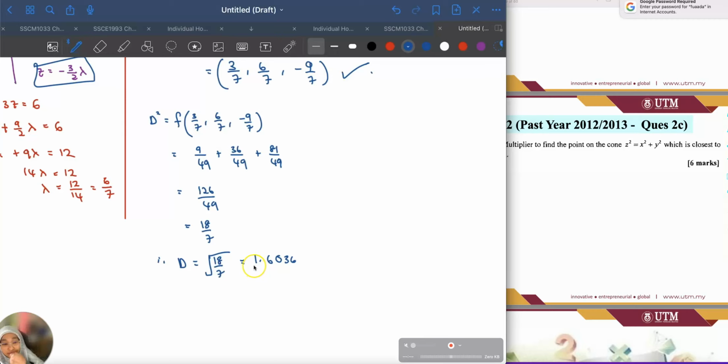Okay, so hopefully the few examples given here will help you to get a better understanding of the Lagrange multiplier. So I consider that we're done with chapter 2 and we move to chapter 3.